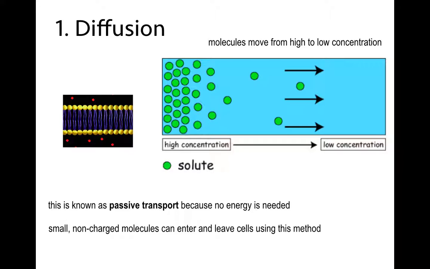Watch the little image on the left and see how the molecules are going to move from inside the cell, the bottom, to outside. Because there's a higher concentration on the bottom, those molecules are going to move from the bottom to the top, from high concentration to low concentration.